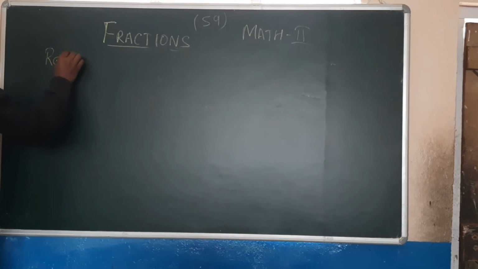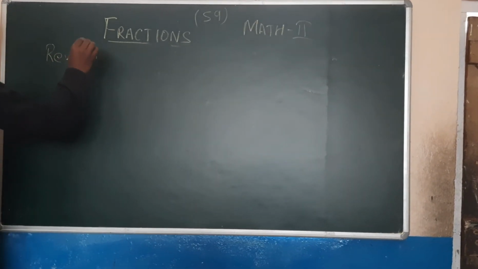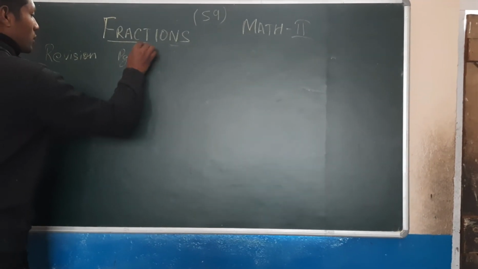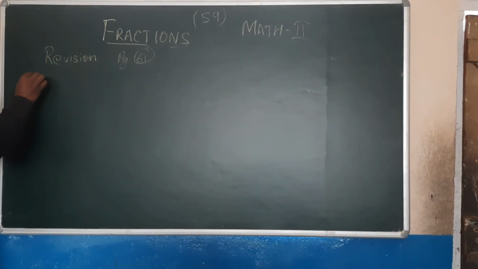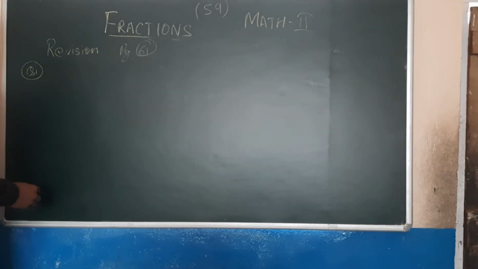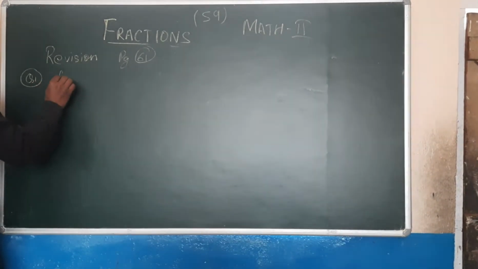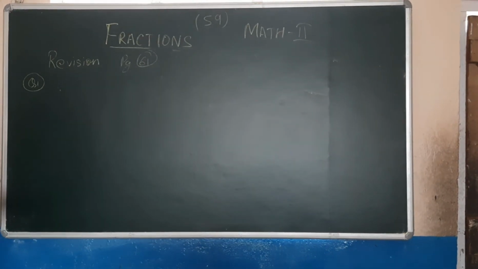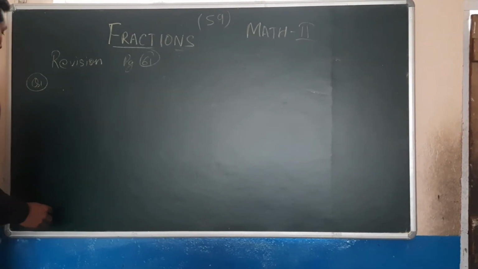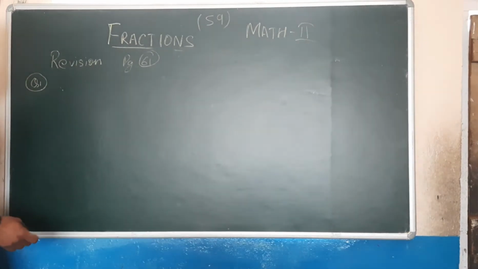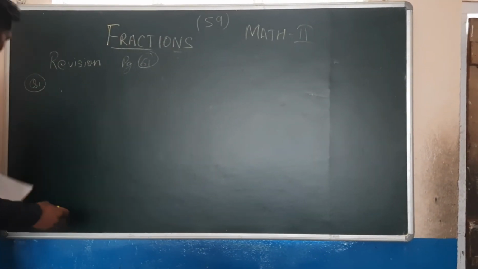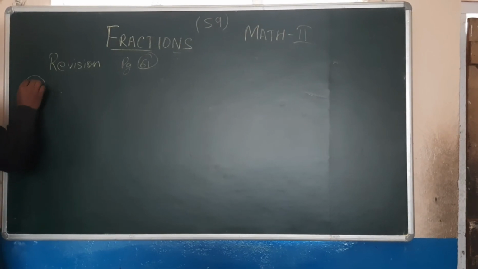Okay class, we will start with the revision, which is on page number 61. Question number 1 states: find the equivalent fraction of each of the following fractions using multiplication. By using multiplication, you need to find the equivalent fraction of the given fraction. For example, in A, it is given as 1 by 5.